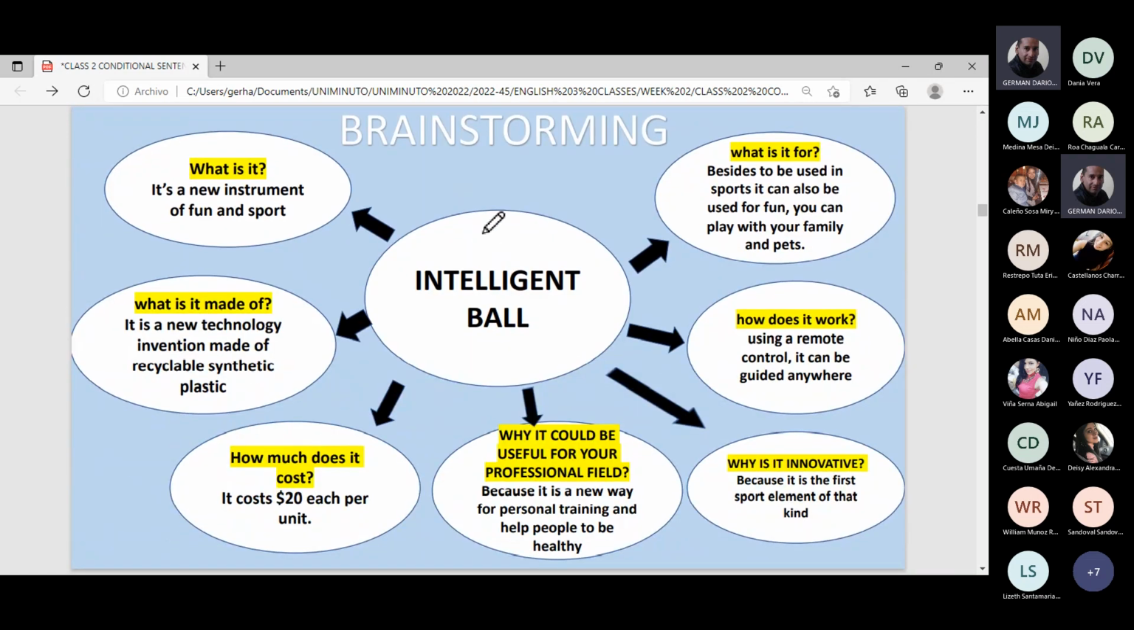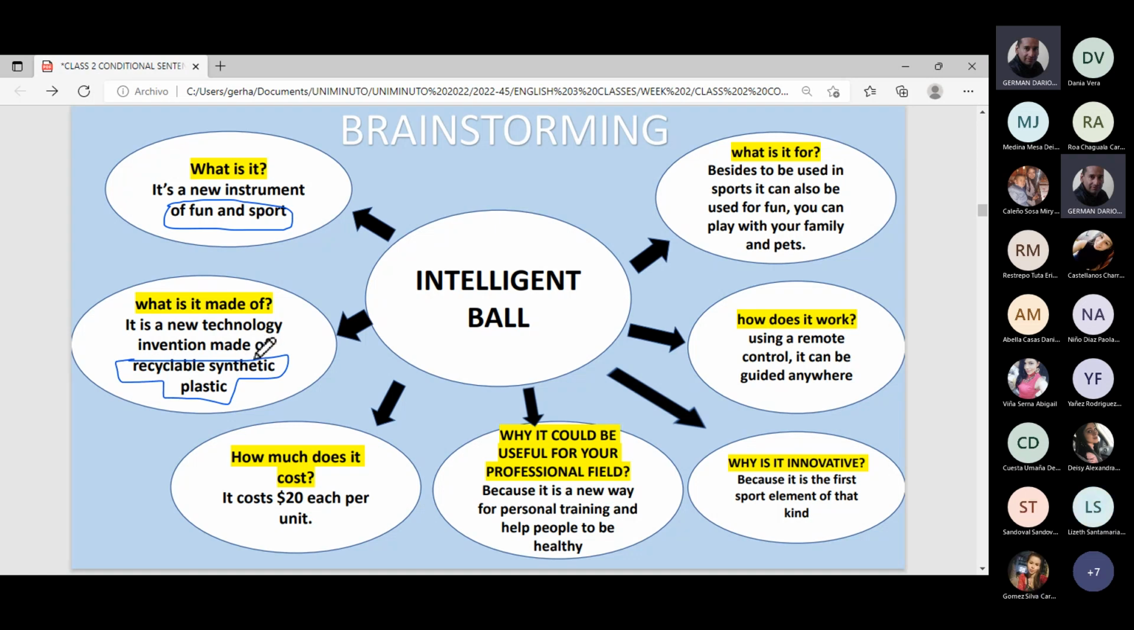For example, this is my example. I'm going to imagine that my invention is the intelligent ball. Okay, my intelligent ball. It is an instrument of fun and sport. What is it made of? My invention is made of recyclable synthetic plastic. How much does it cost? It costs $20 per unit. So that means that each ball costs $20 in my case.